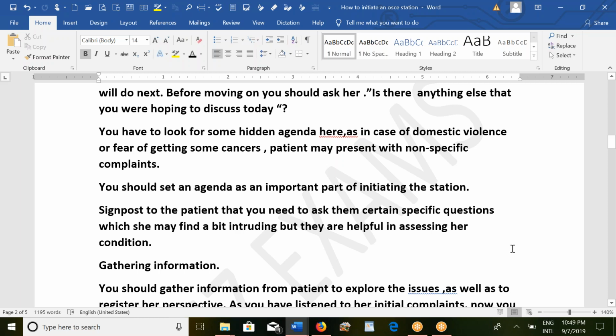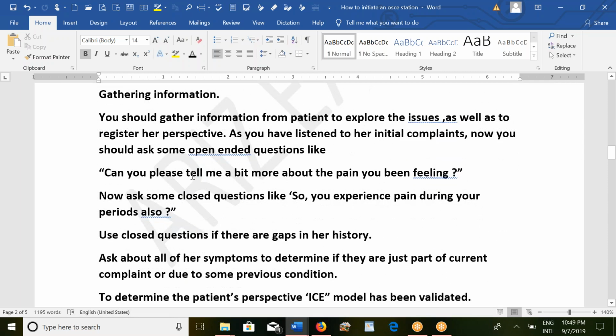Gathering information. You should gather information from patient to explore the issues as well as to register her perspective. As you have listened to her initial complaints, now you should ask some open-ended questions like, "Can you please tell me a bit more about the pain you have been feeling?" Now ask some closed questions like, "So, you experience pain during your periods also?" Use closed questions if there are gaps in our history.